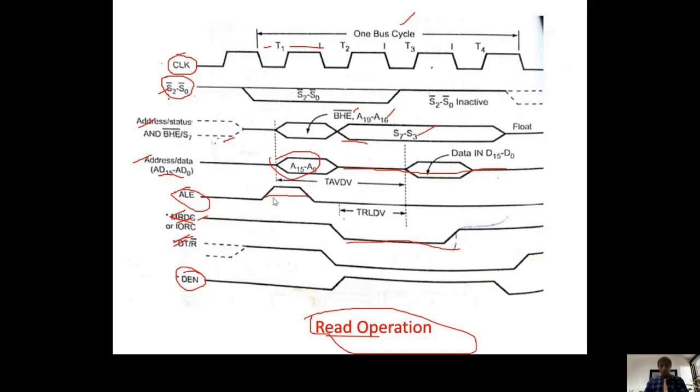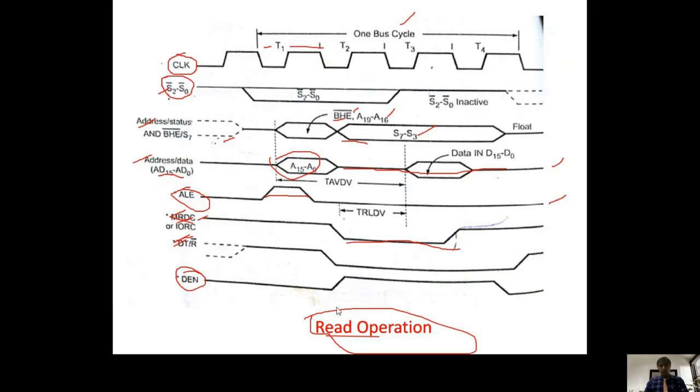Okay, so these are the important ones. ALE should be high during the first part of the machine cycle and low for the remaining part of the machine cycle. Second, multiplexed address data lines act like multiplex lines before T1. During T1 they act like address, and after T1 they act like data lines. And multiplexed address and status lines and BHE bar/S7: these lines also act like multiplex lines before T1. During T1 they separate into address lines and BHE bar. After T1 they act like pure status lines.